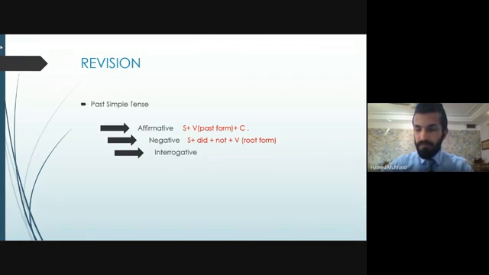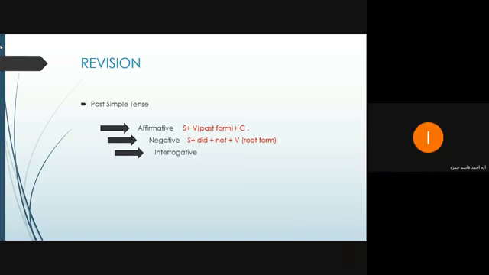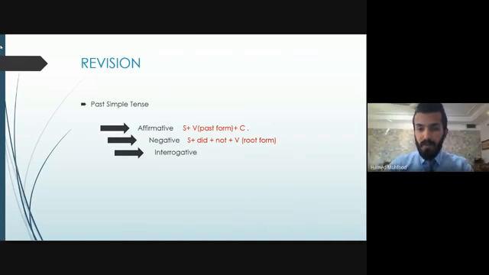Ahmed: I didn't eat breakfast. I, the subject, did, the auxiliary verb, not, the negative article, eat, the main verb of the sentence in its root form. And of course, after it comes the complement. I didn't eat breakfast. Yes, that's right.